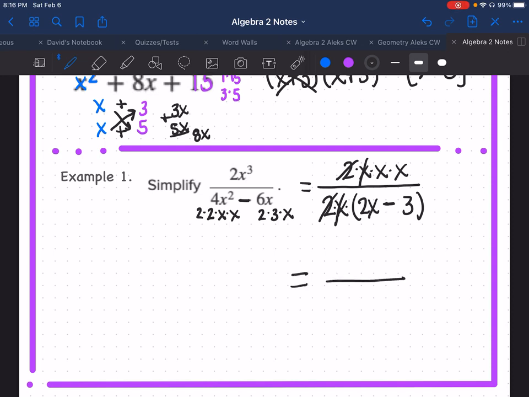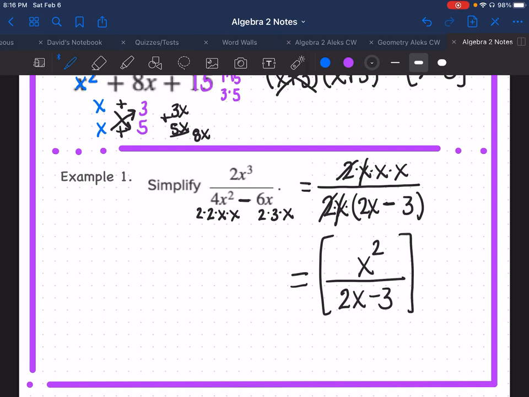X times x I would write as x squared, and then on the bottom, 2x minus 3. And remember, it's not necessary, but I do personally like to keep it in the parentheses just to remind myself I can't do anything else. I can't get rid of this and then subtract. Okay? But this is my answer. I just don't know if Alex will allow you to leave it in the parentheses.